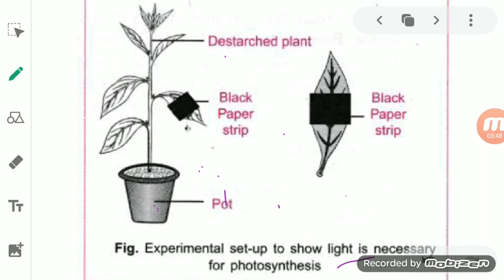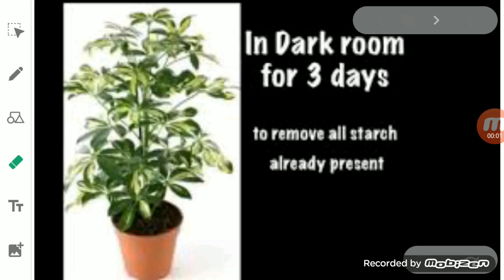Okay, so we take a potted plant which has green leaves, and we will keep this potted plant in a completely dark place. We will keep it in a dark place for 2 to 3 days, to de-starch its leaves. So we will keep this potted plant in a dark room for 3 days.